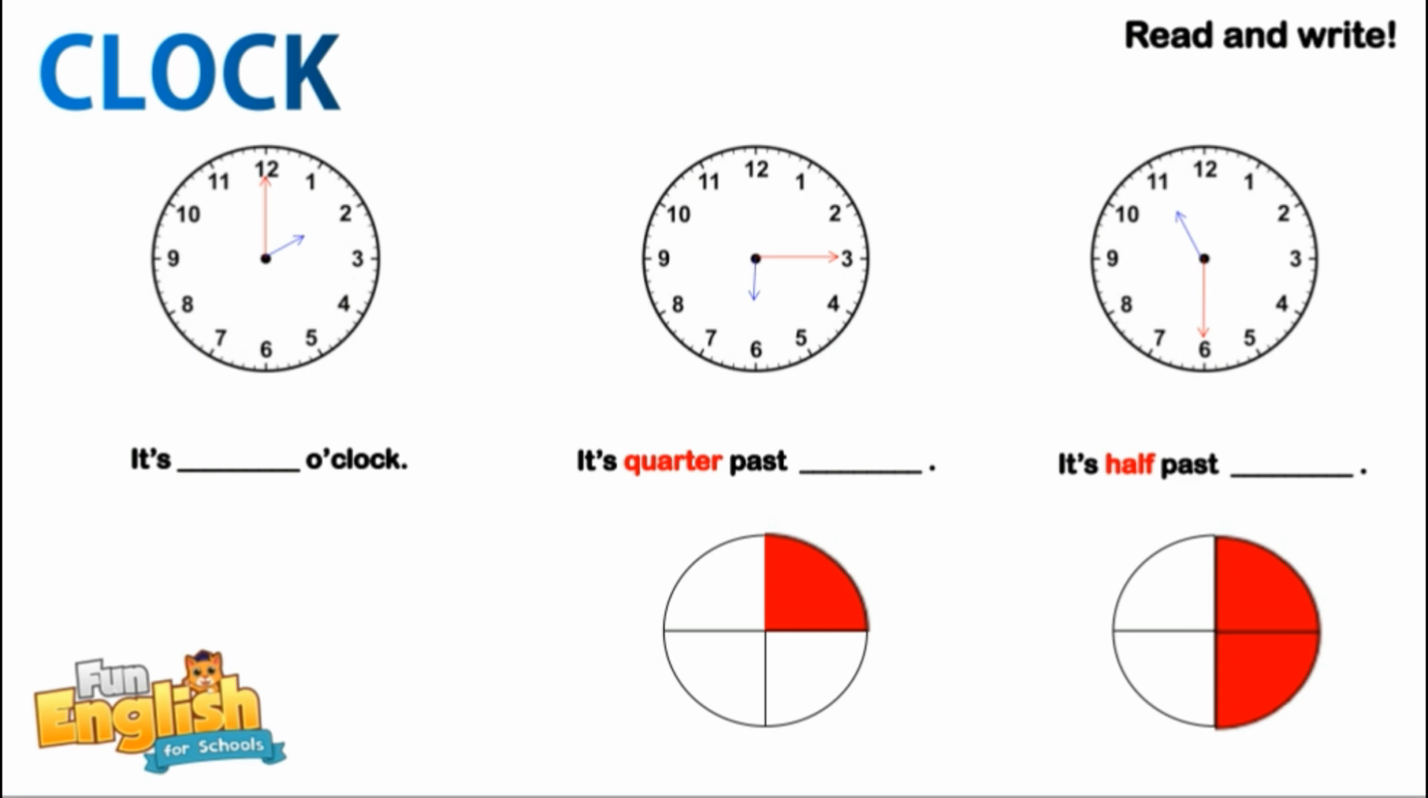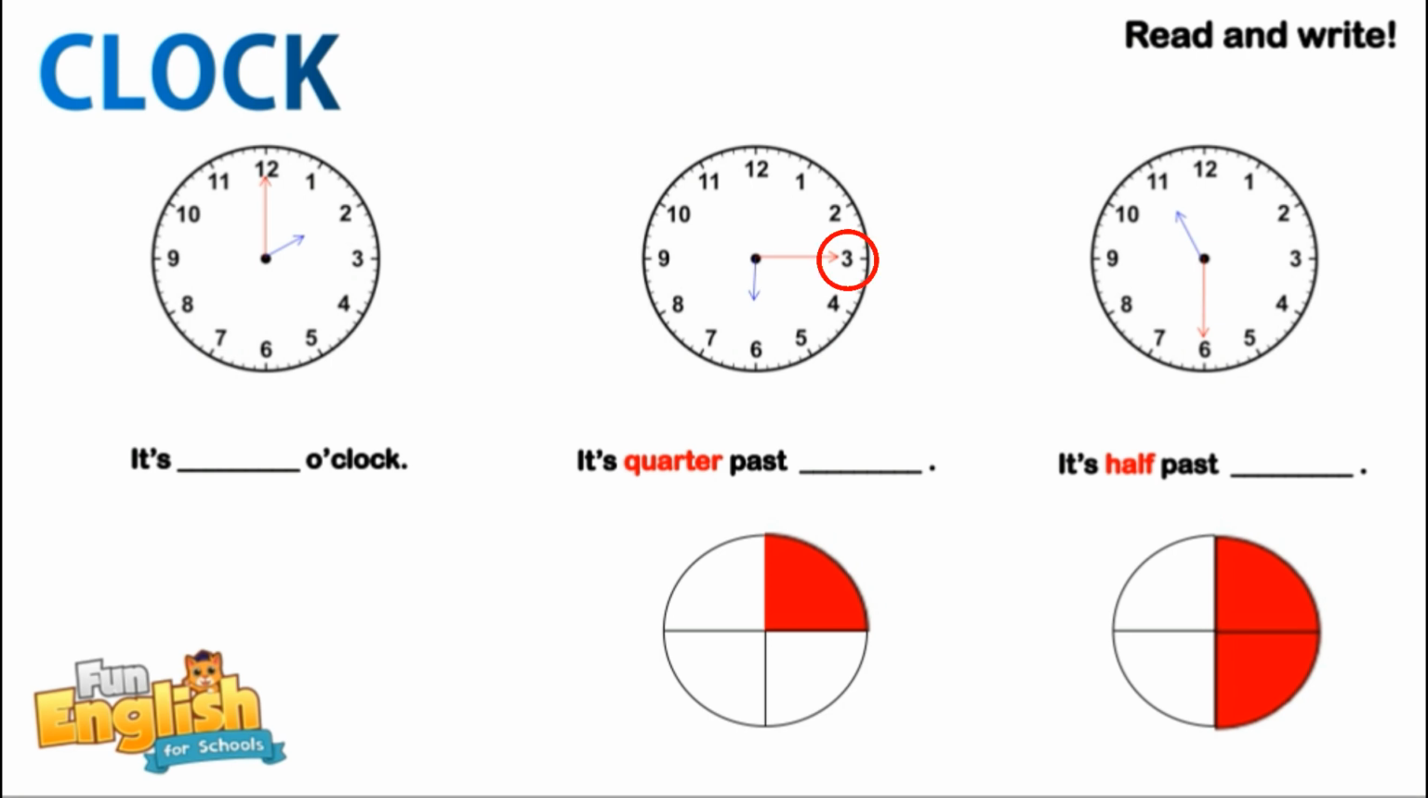The next one, we are going to learn how to read three types of clock. The first clock shows the long hand is at 12. So it shows o'clock, or in digital mode, the minutes is 00. For this example, the short hand is at 2. It's 2 o'clock. In digital, it will be 2:00.